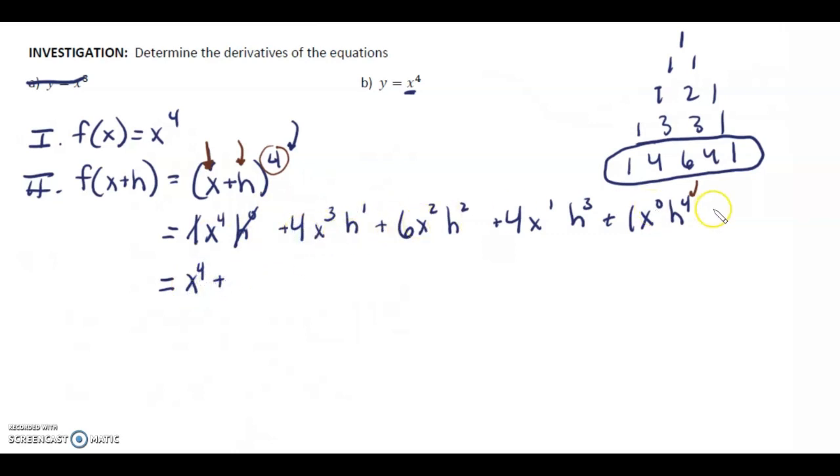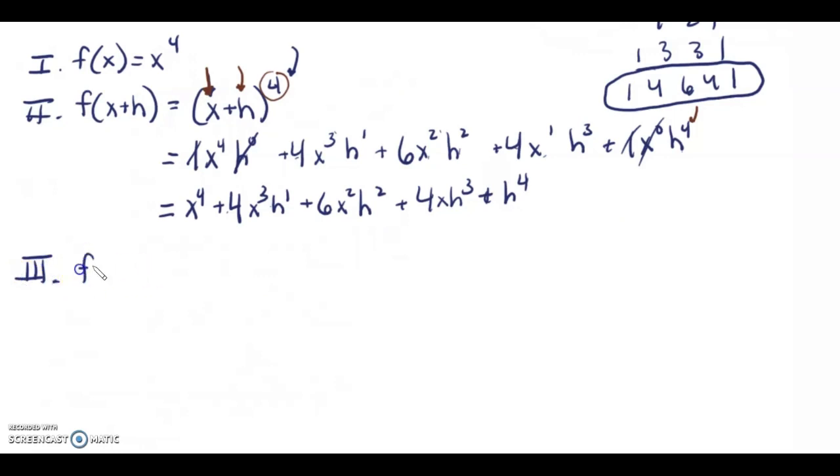Okay, the coefficients, we have no other normal numbers in here to multiply by the 4. So the 4 is going to come down, x cubed h. Now 6x squared h squared, that's already simplified. We can't do anything to that. 4x h cubed. And then the 1 goes away, the x to the 0 goes away, and we have h to the 4. So this entire expression is the expansion of x plus h to the exponent 4.